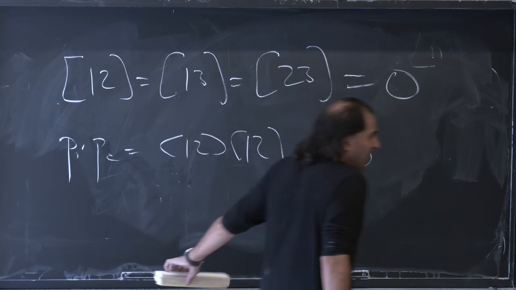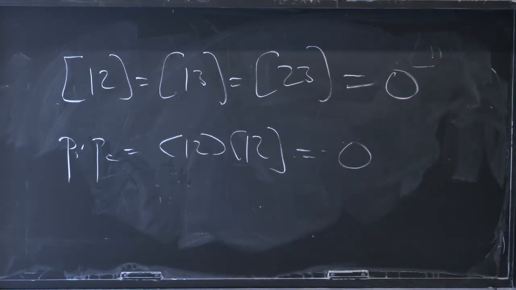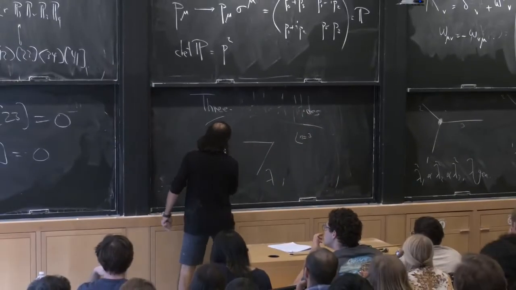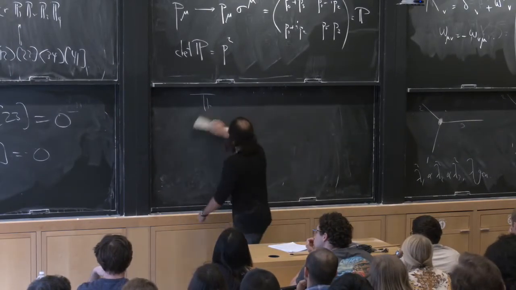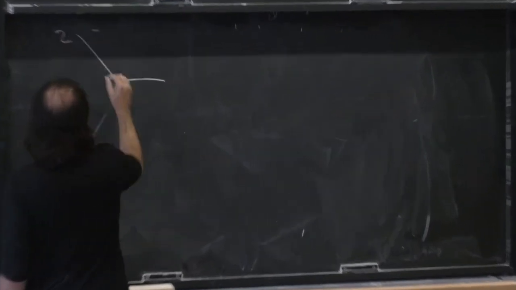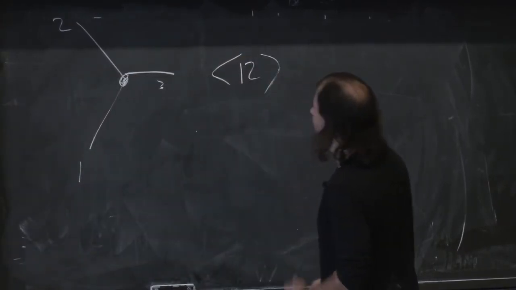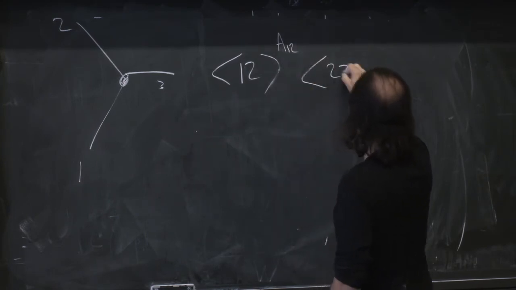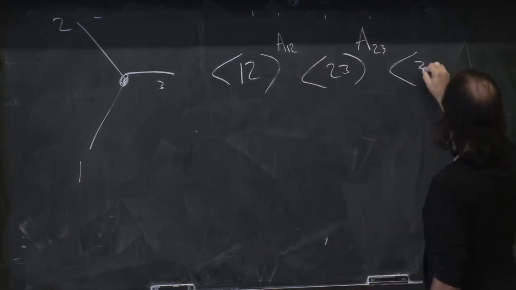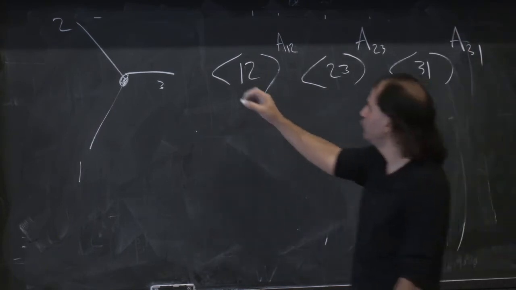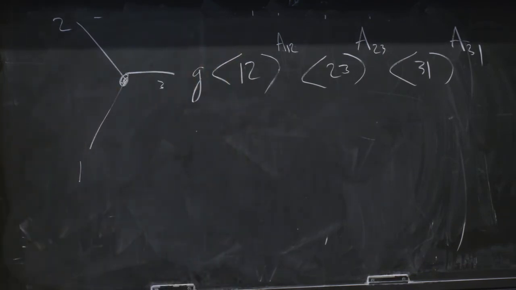Okay, but that then tells me the most general function I could write down for this amplitude. So let's say in the black configuration, I can have some power of these brackets: <1 2> to a power a12, <2 3> to a power a23, <3 1> to a power a31. That's the most general thing that I could have, and it has some strength g. Nothing else, because the lambda tilde brackets are all 0.